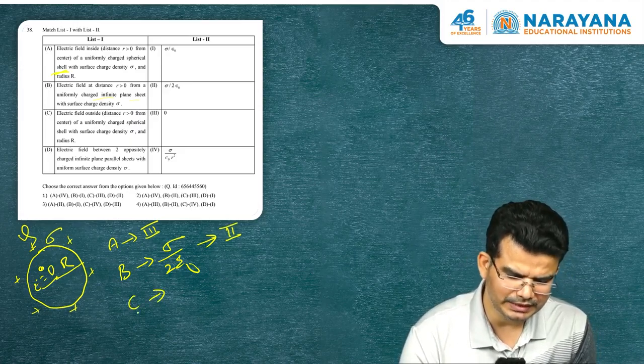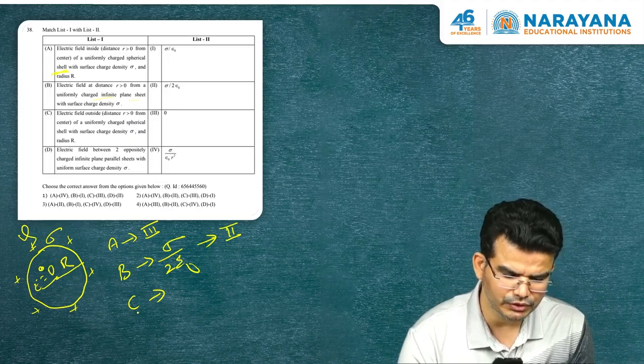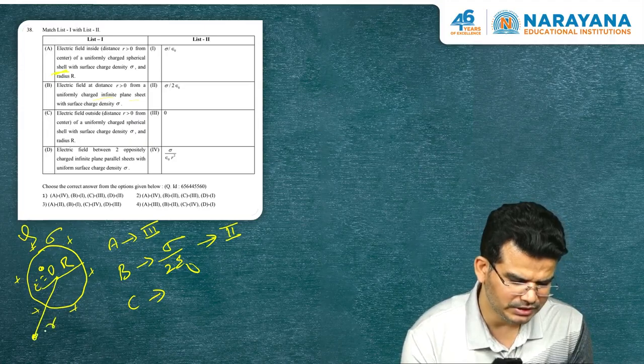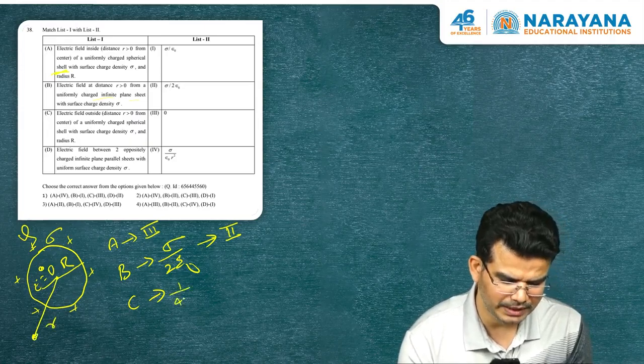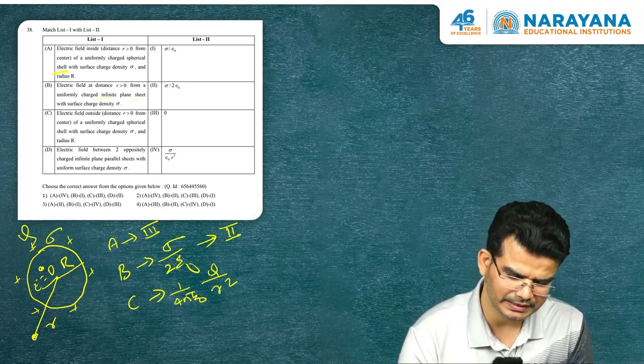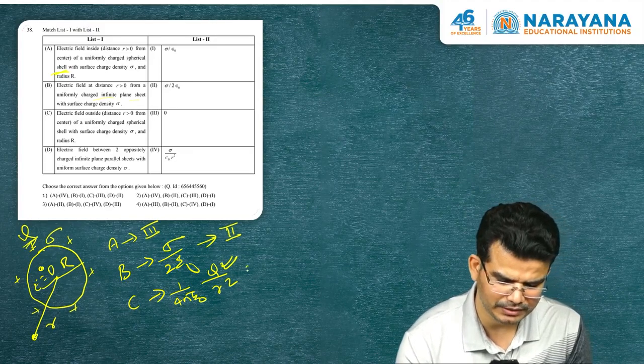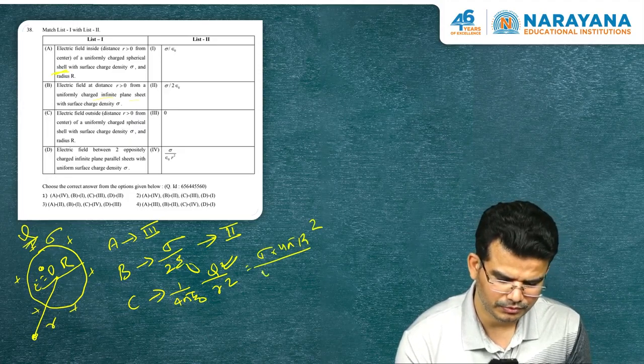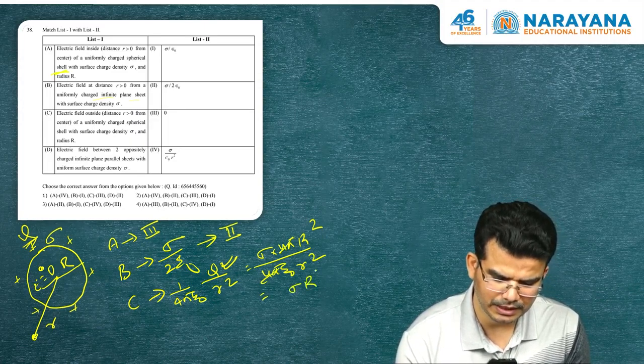See what they are asking? Electric field outside, at distance r greater than 0 from the center of a uniformly charged spherical shell. So, same thing, but this time outside. So, the outside field we know is 1 by 4 pi epsilon naught q upon r square. This is the basic idea, where q we will write as sigma into 4 pi R square. So, sigma into 4 pi R square upon 4 pi epsilon naught r square. The 4 pi gets cancelled and this is sigma R square upon epsilon naught r square.